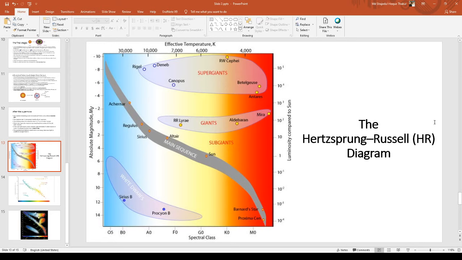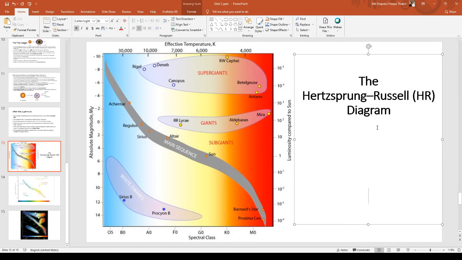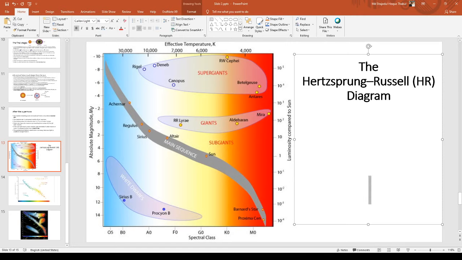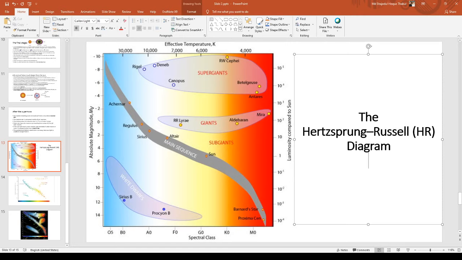So what is this Hertzsprung Russell diagram? I will start writing here some bullet points regarding this diagram.